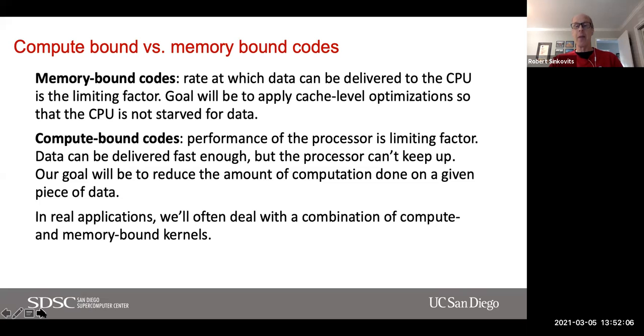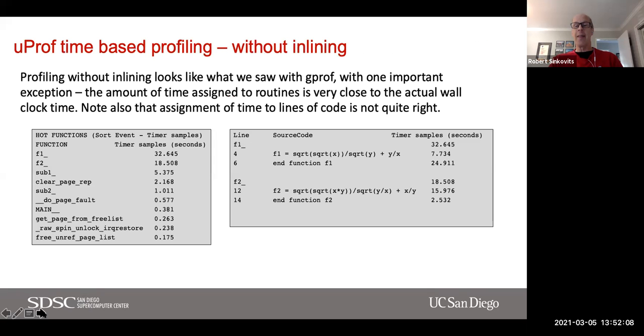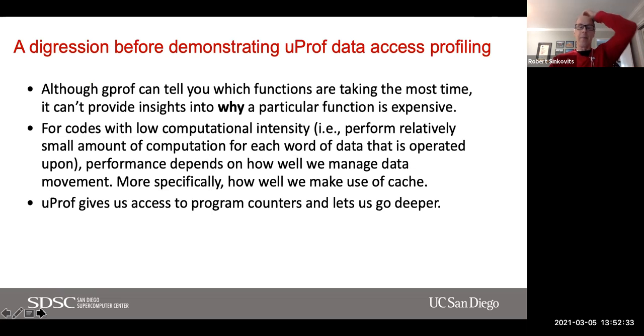So if we go back and we look at these functions, f1 and f2, this is a case where it really is going to be a compute-bound code, assuming that we're not able to do the inlining. The square root and the division operations are fairly expensive. So we are reading in a value for x, a value for y, and we are doing a lot of computing on it.